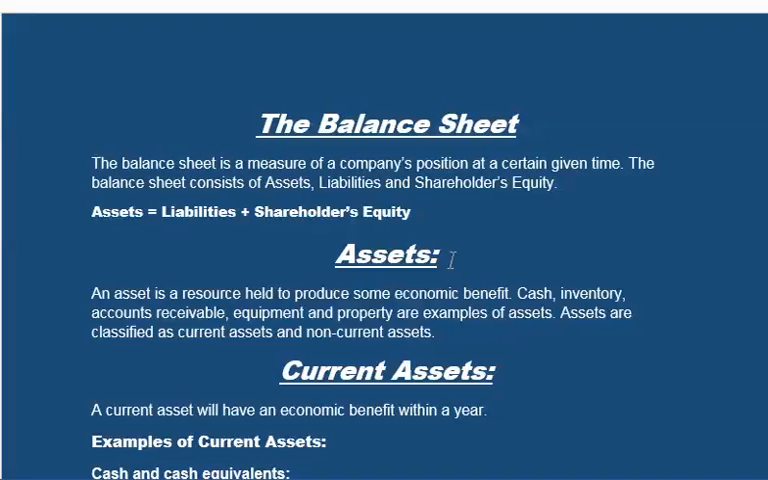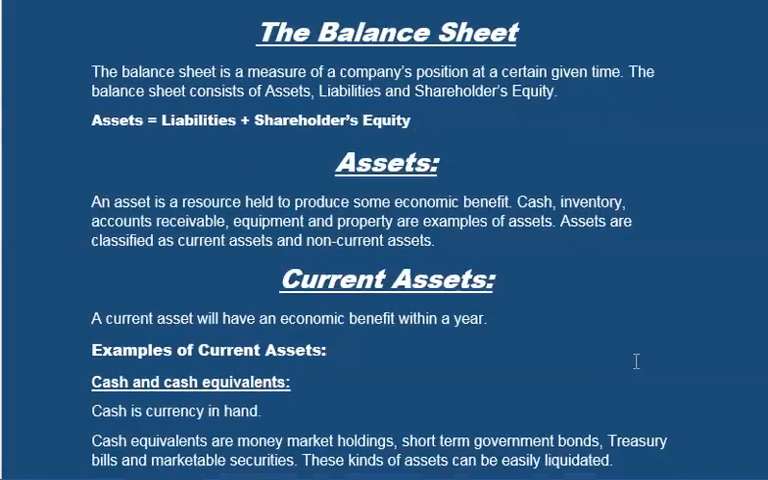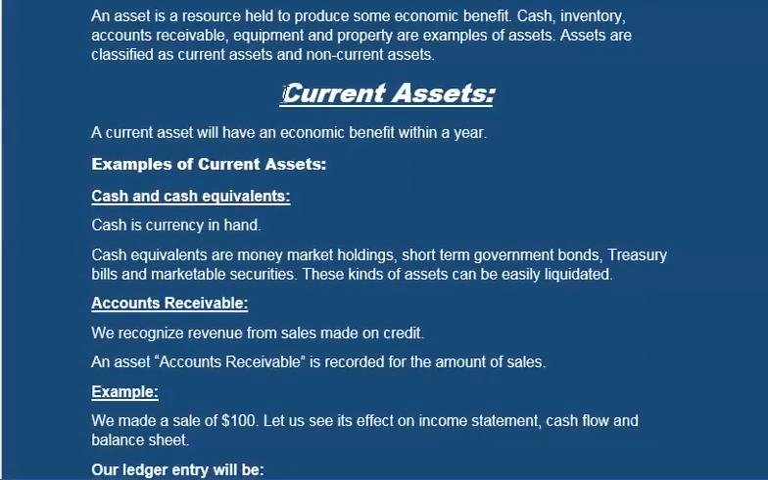Let's talk about assets. An asset is a resource held to produce some economic benefit. Cash, inventory, accounts receivable, equipment, and property are examples of assets. Assets are classified as current assets and non-current assets. Current assets. A current asset will have an economic benefit within a year.